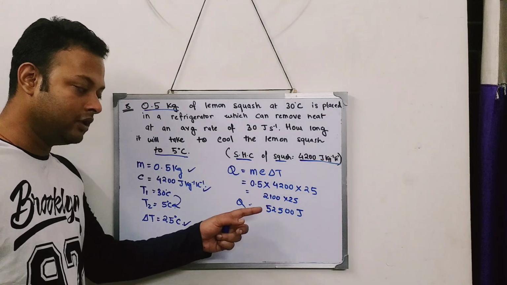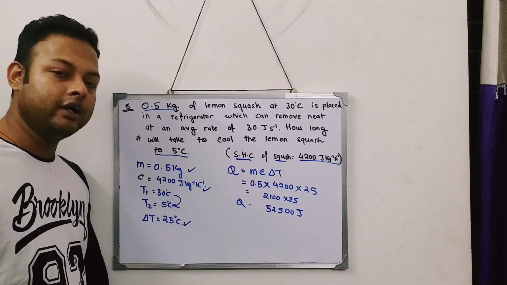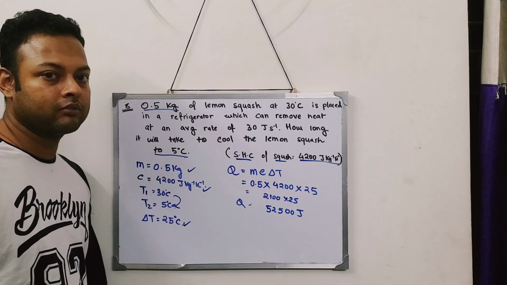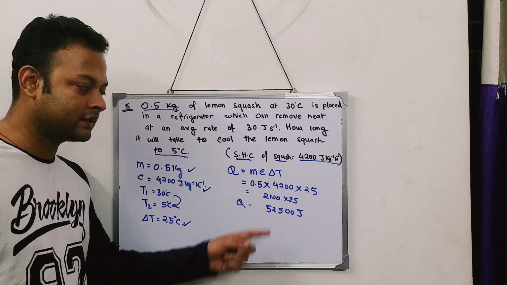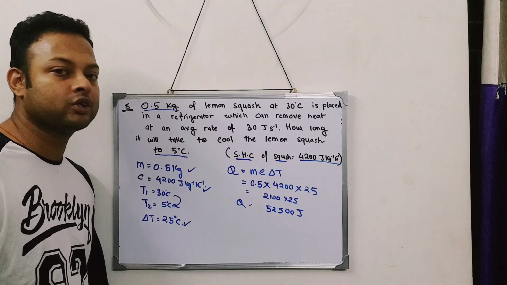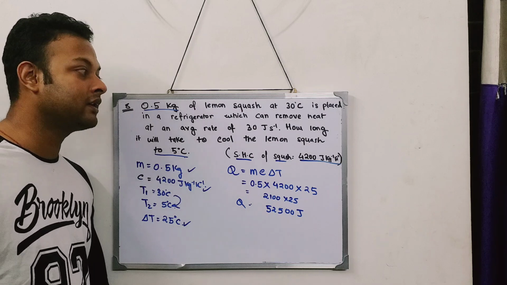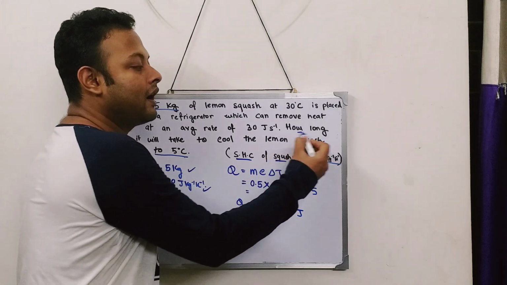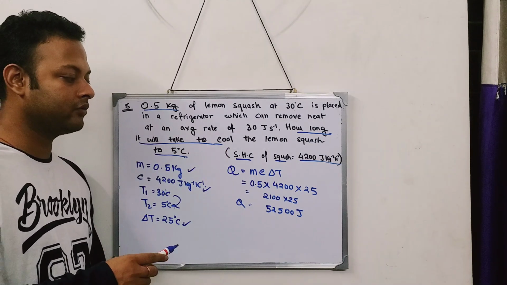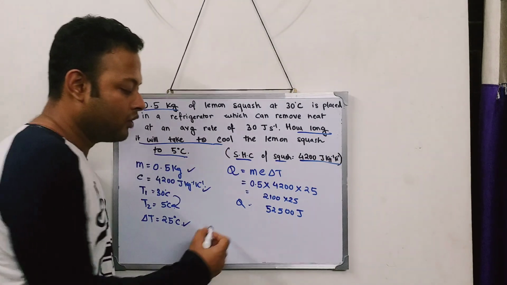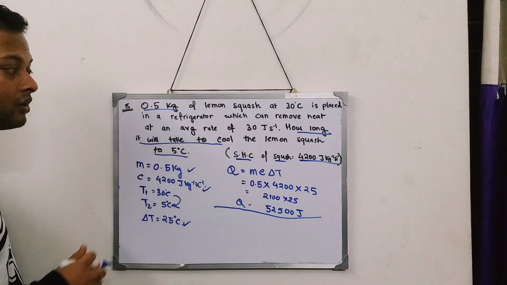Now if I am taking this amount of heat out, it will require some time. It cannot decrease the temperature and extract this amount of heat in just a fraction of a second. It never happens. So I need to find that time. That is the question: how long will it take to cool from 30 to 5? So after this I will get to one small thing.